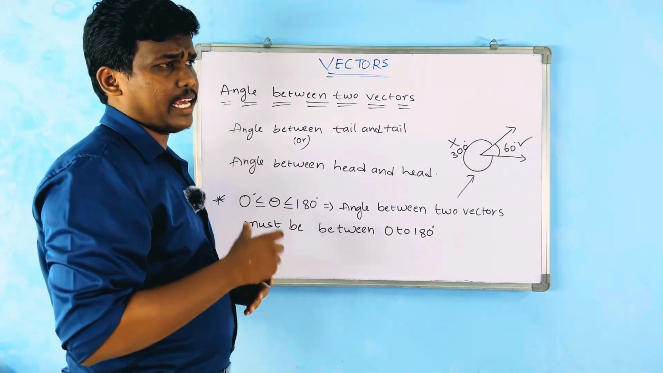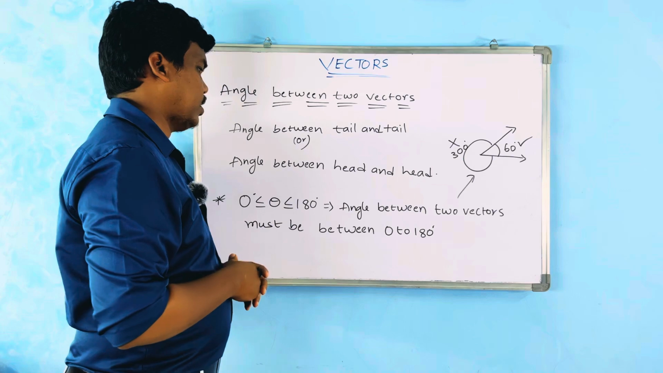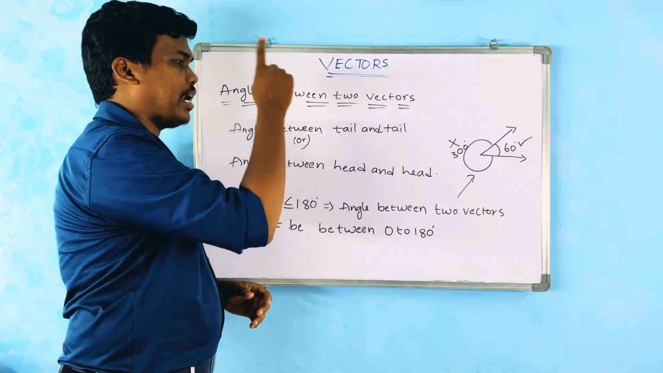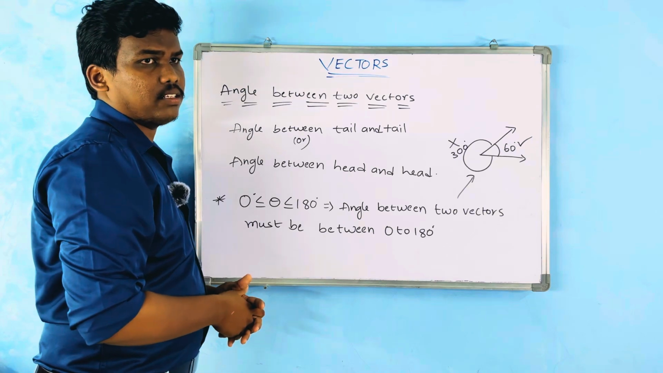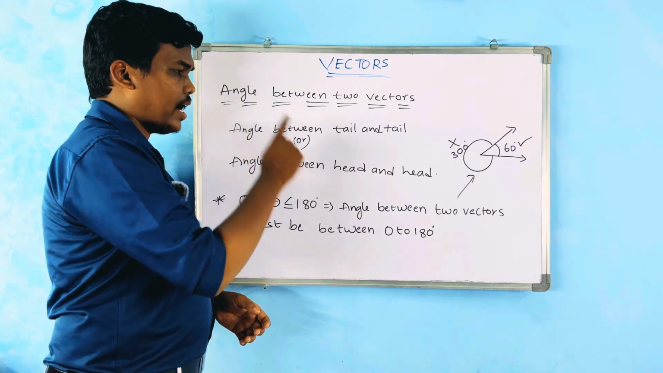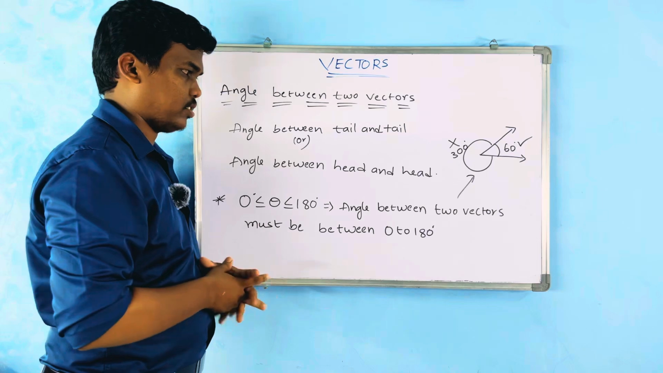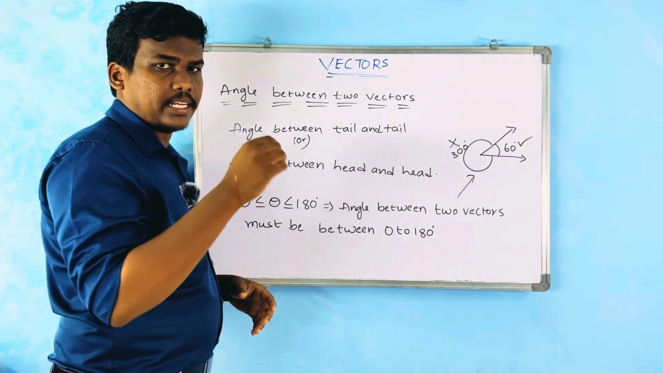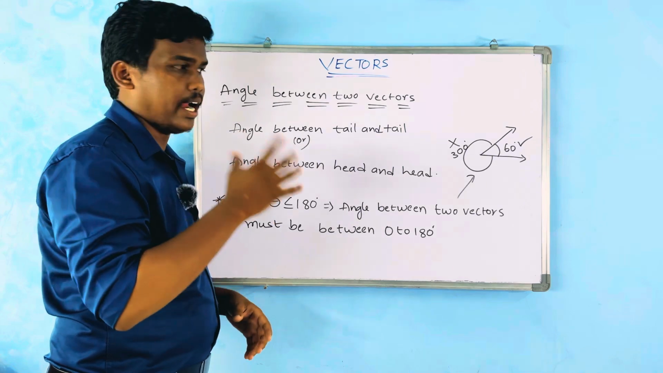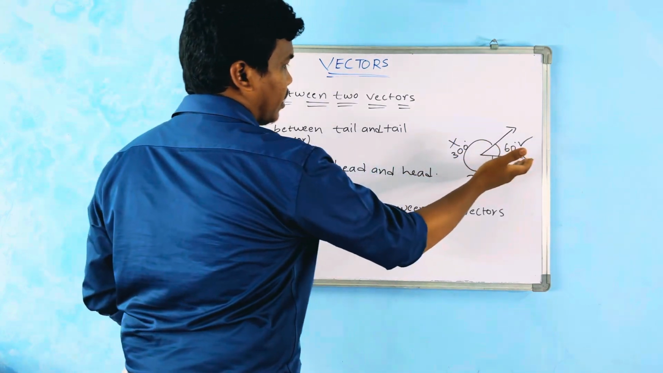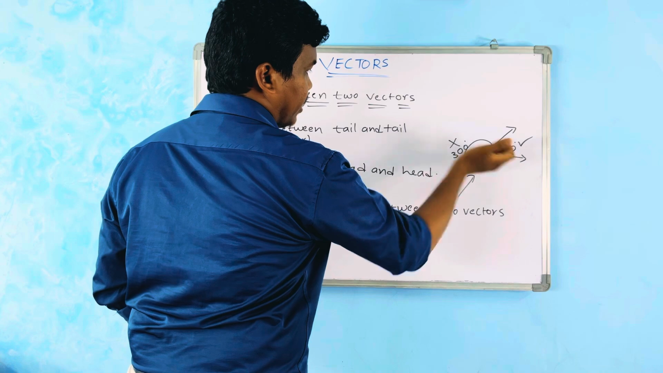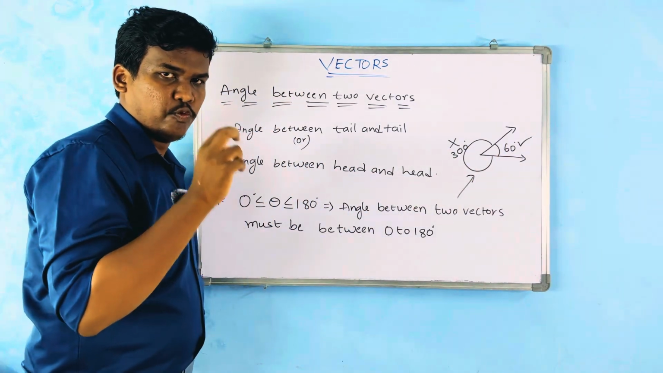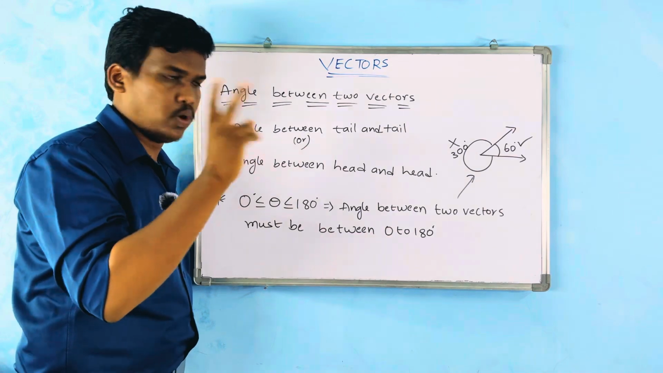What do you mean by angle between two vectors? The angle between two vectors is the angle between tail and tail, or the angle between head and head of two vectors. The angle should be between tail and tail, or between head and head. Here we can see the angle should be between tail and tail. This will be the angle between two vectors.